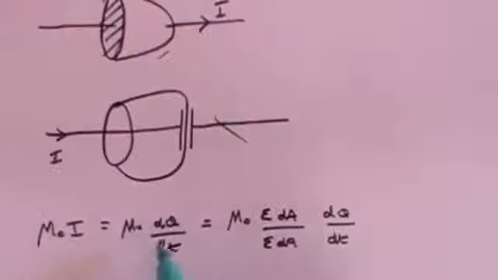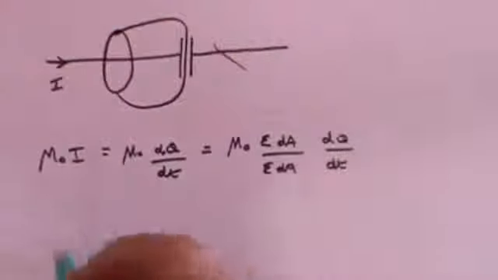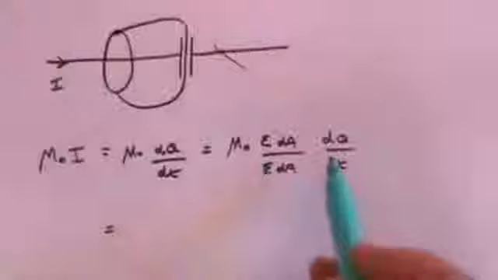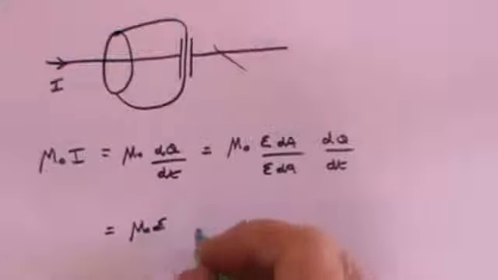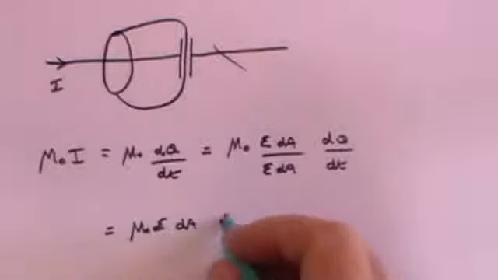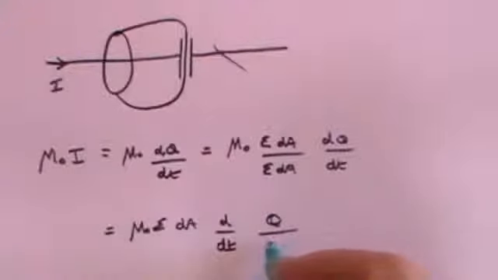I've taken mu0 dq by dt and then multiplied it by 1, epsilon dA divided by epsilon dA, that's 1. I've done no damage to this term at all. But now I can rearrange that: mu0 times I is equal to mu0 epsilon dA times d by dt of q divided by epsilon dA.